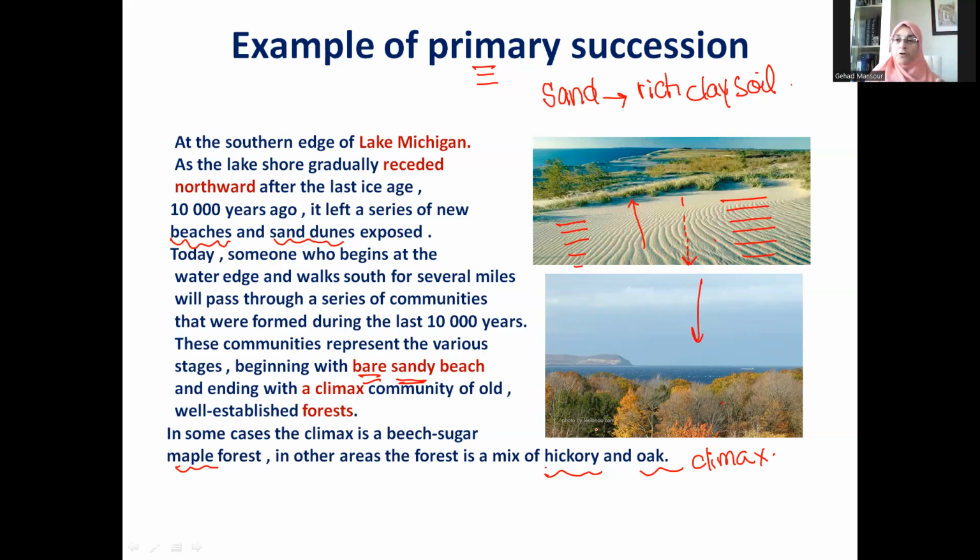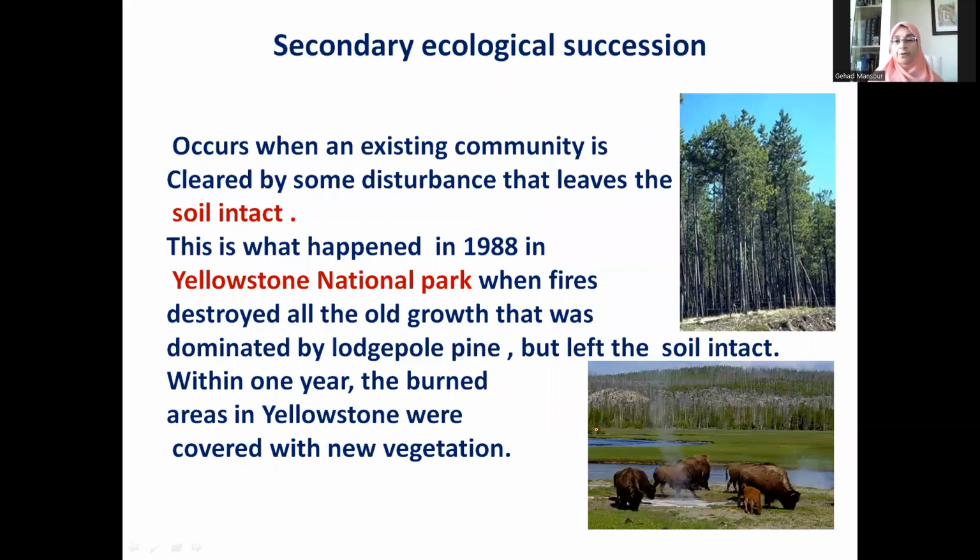So the maple trees grew in areas where they were most adapted. The hickory and oak grew in other areas where they were most adapted. What about the seeds of other trees? The seeds of other trees simply did not germinate because they weren't placed in their most suitable environment.